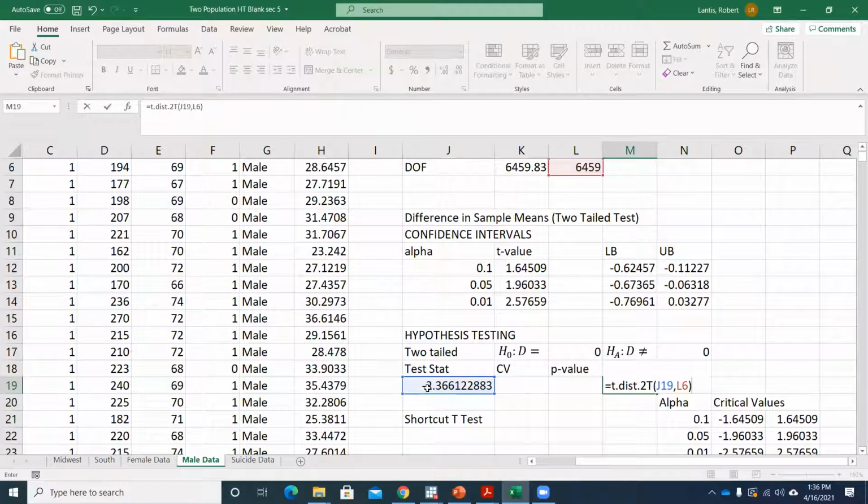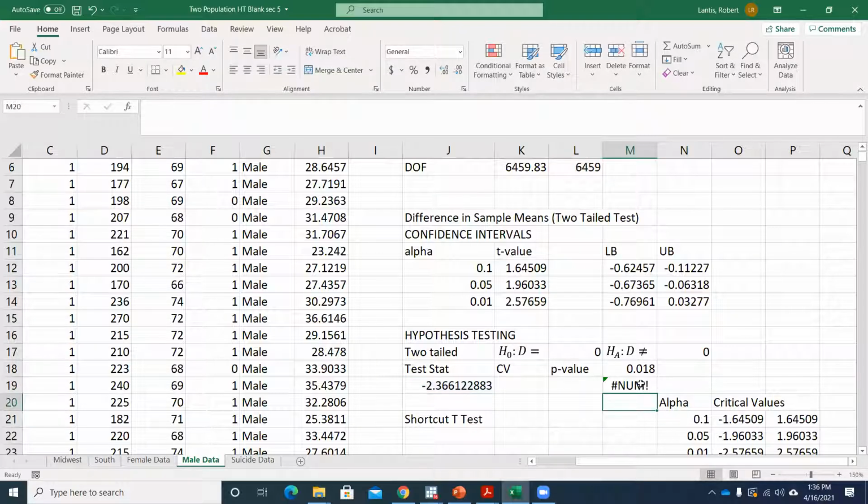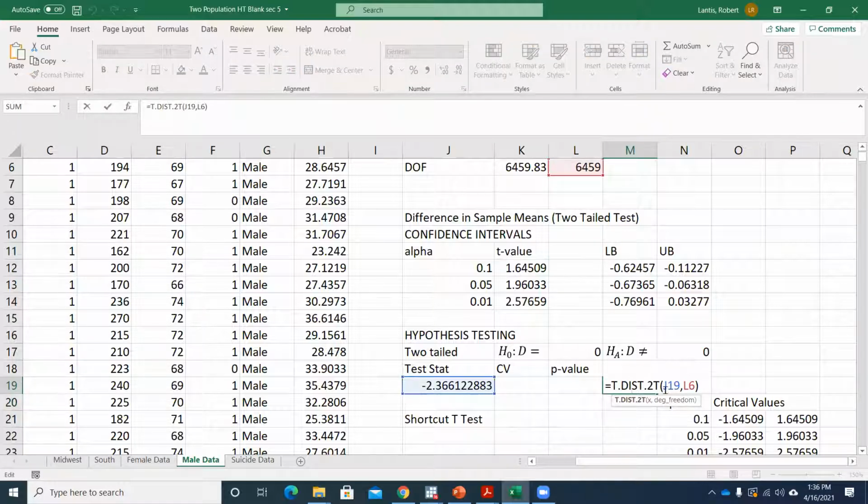value, it doesn't identify it's a left-tailed test. The t.dist.2t only works with the right side of the distribution. So if I try to hit enter here, it gets mad. But because it's symmetric, this only looks at the right side of the distribution. So if I just take the absolute value of my test statistic and put in a positive value in here, then it looks for the area to the right of the positive value.